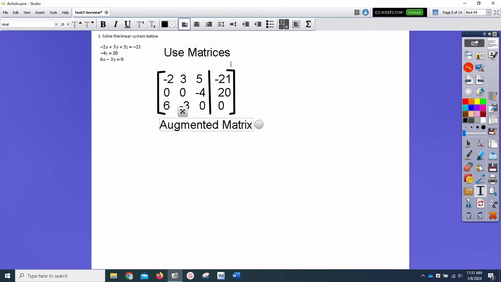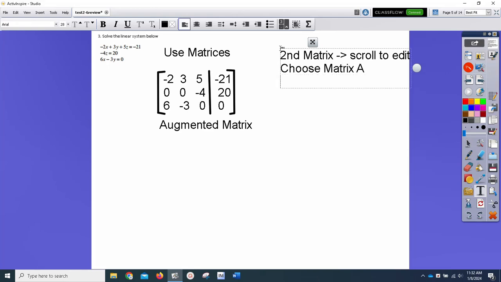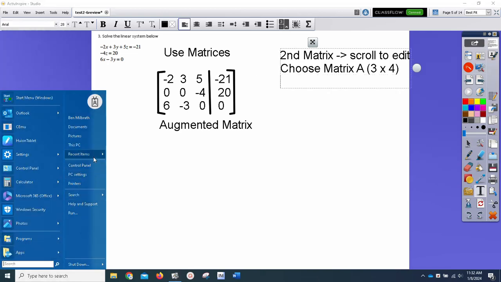Now what I'm going to do is I'm going to put this in a calculator. I'm going to hit second matrix. I'm going to scroll to edit. I'm going to choose matrix A, which by the way has 3 rows, 4 columns. So 3 by 4. And I'm going to enter this data in. So give me just a second, I'll do that.